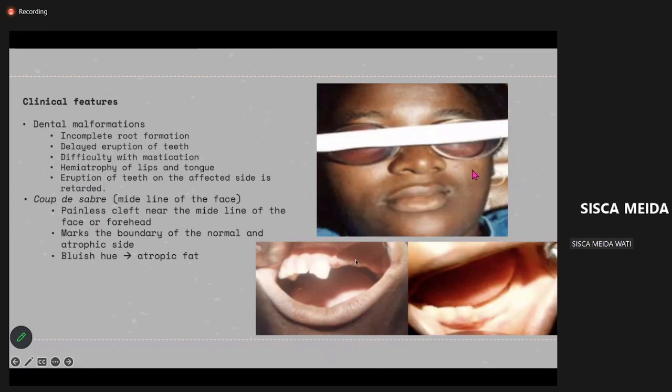Okay, you see this alveolar ridge on the affected side looks smaller than the normal side. And in some you will also see these coup de sabre conditions. So you will see that the face looks like it has a midline. It's just an imaginary line, but you will see the difference clearly between the affected side and the normal side.